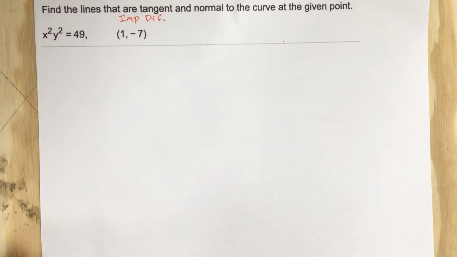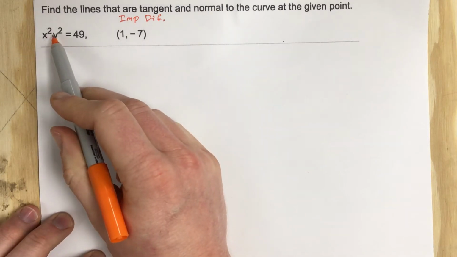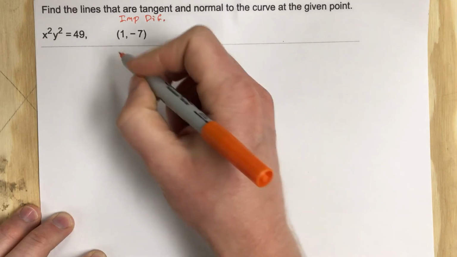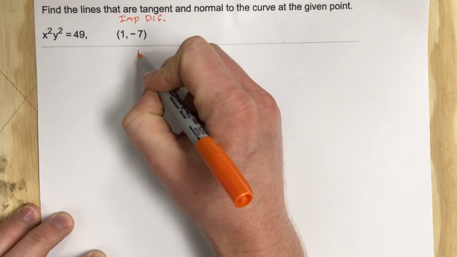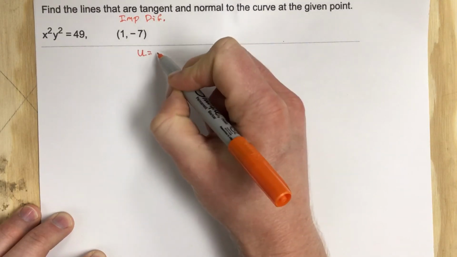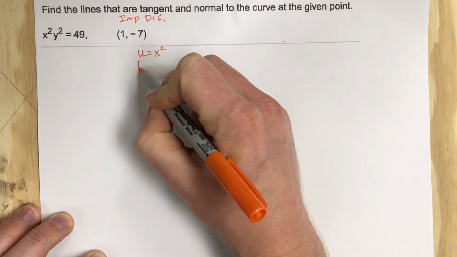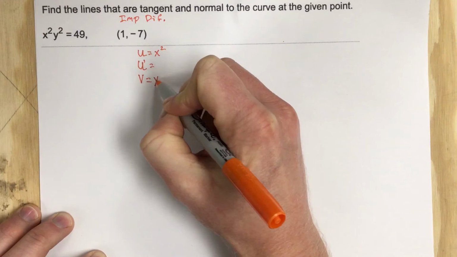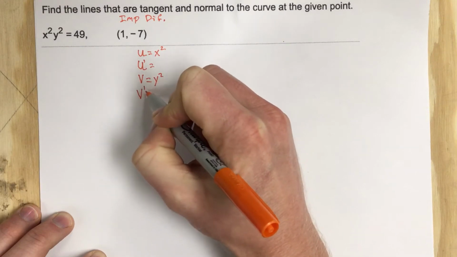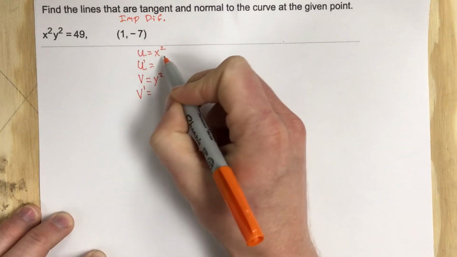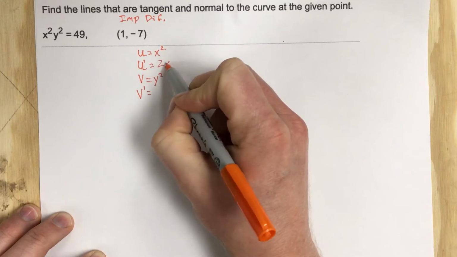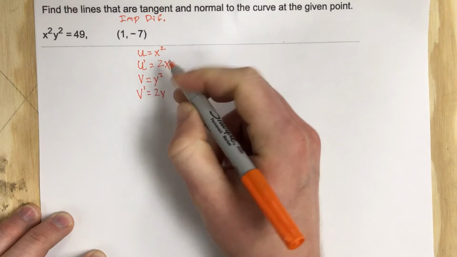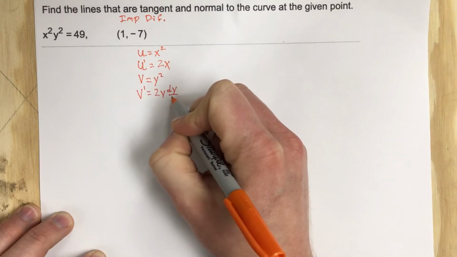So we're going to just go from left to right. You'll notice that we'll have to use the product rule here because we have x squared, y squared. So we're going to say that u is x squared, u prime, find that derivative, then v is y squared, and v prime. X squared, derivative of that is 2x. The derivative of y squared is 2y, but because we're doing the derivative of y, we have to put dy over dx at the end.